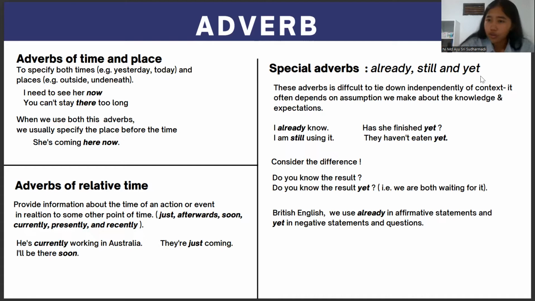And here you can consider the difference. Do you know the result? With special adverbs, we can make it into, do you know the result yet? Which explains we are both waiting for it. In British English, we use already in affirmative statements and yet in negative statements and questions.